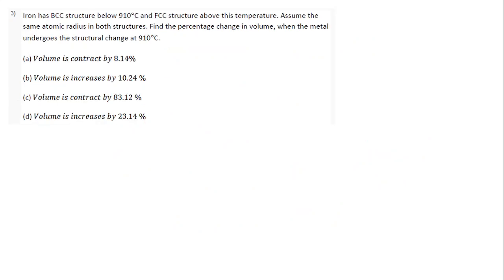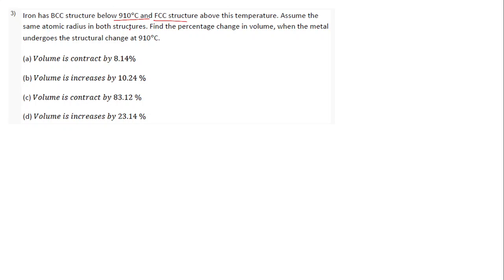Okay, next question. This is a very interesting question. Pay attention. Iron has BCC structure below 910 degrees centigrade and above 910 degrees centigrade it takes FCC structure. We know BCC means all the corners are occupied and body center has one atom. In FCC, we have atoms at the corners and then all the faces.